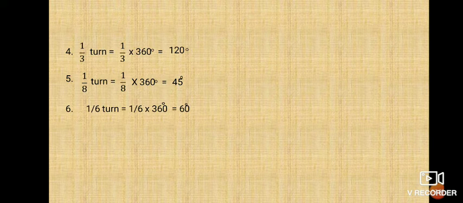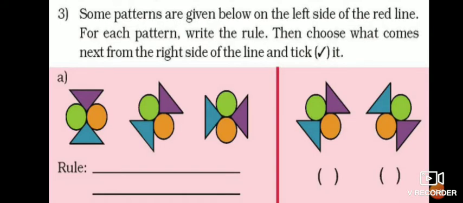Okay, I am just reading out. You can find out the answer by using pen or pencil and paper, and you can divide the numbers and you will get these answers. Okay. Then last one, 1 by 6 turn is equal to 1 by 6 multiplied by 360 degree is equal to 60 degree. Okay, 6 6 is 36, so 60 degree. All right. So in this way we learned how the rule follows and how much degree turn it can take. Okay. So here is an example based on the rules.